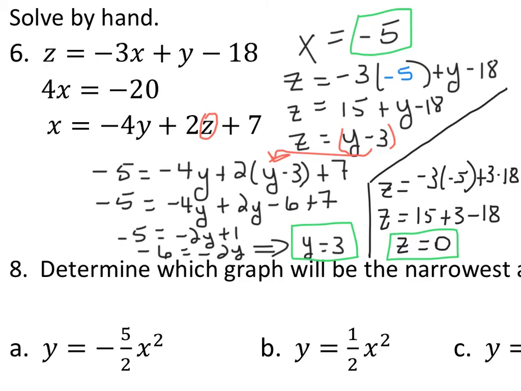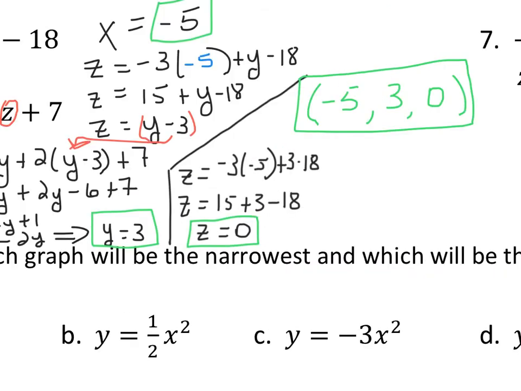Okay, so when I substituted in my -5 and my 3 into my first equation, I get that z equals 15 plus 3 minus 18, which just means that z equals 0. So my solutions are x is -5, y is 3, and z is 0. And here you see I wrote them out separately in a box. My x is -5, my y is 3, and my z is 0.